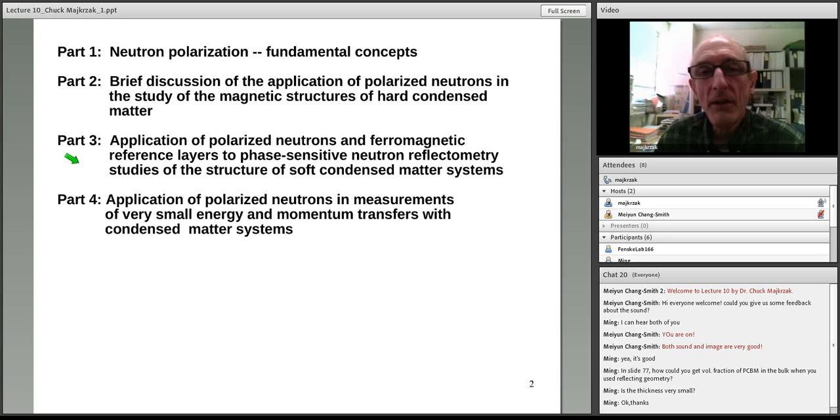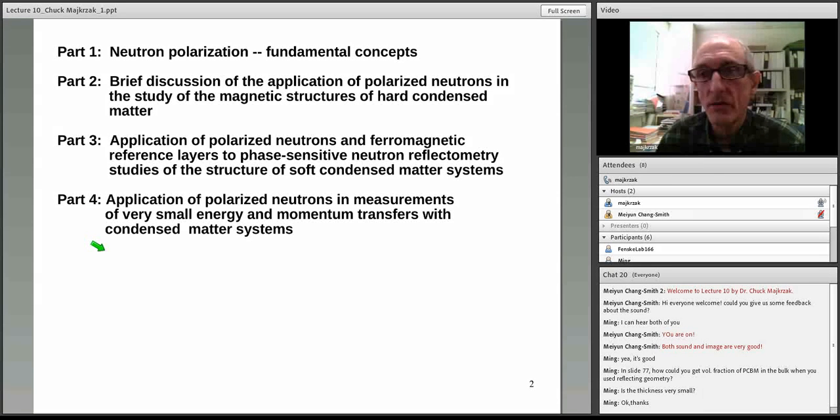Now, part 3 discusses how we can use polarized neutrons and ferromagnetic reference layers to achieve the phase sensitivity that we require in getting unique answers to some of those scattering length density profiles. It turns out to be a very important non-invasive means of studying these systems.